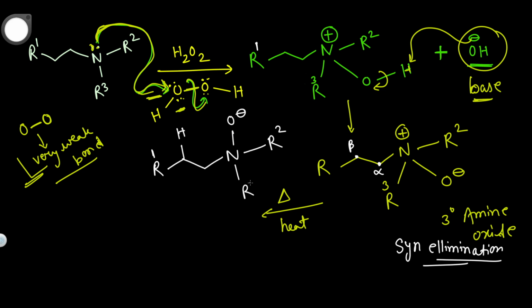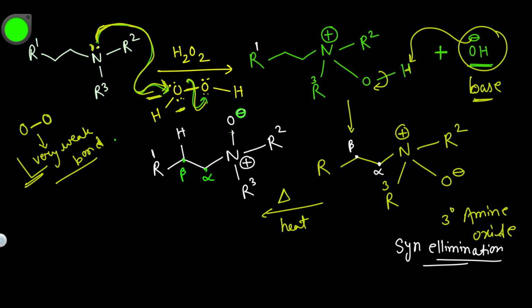And here you have R3, right? And here is a positive charge on the nitrogen. Okay, so what happened? You all know the numbering here: this is the alpha position and this is our beta position. Because this O minus, right?